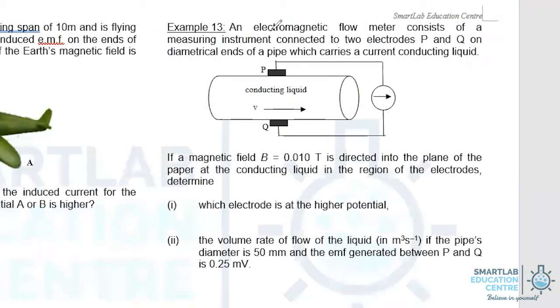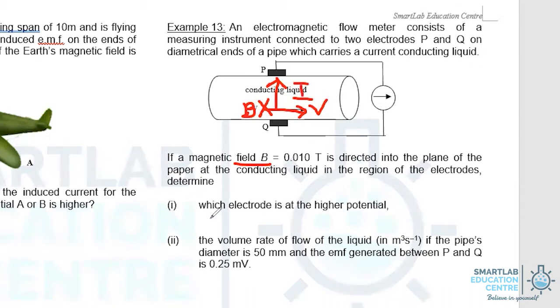So let's now take a look at an electromagnetic flow meter. In the electromagnetic flow meter, we actually have a conducting fluid. In this case, a conducting liquid flowing in this direction, V. The magnetic field is directed into the plane of the paper. So you can label that with a cross to indicate the magnetic field going into the paper. And using Fleming's right-hand rule, you are able to conclude that the induced current will flow from Q towards P.